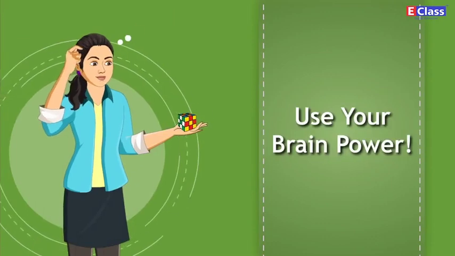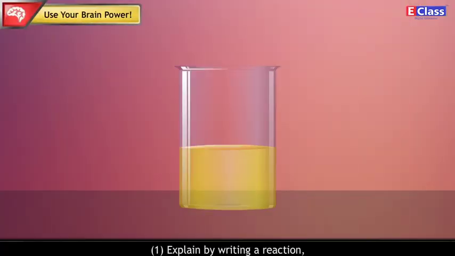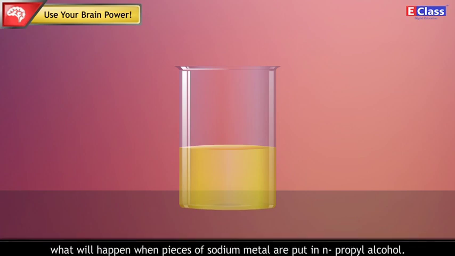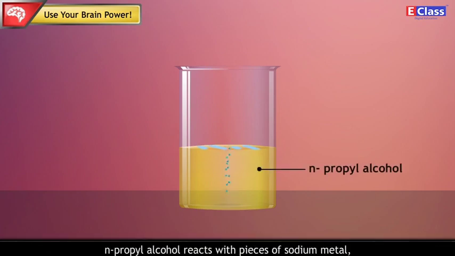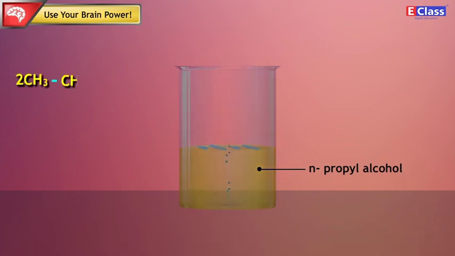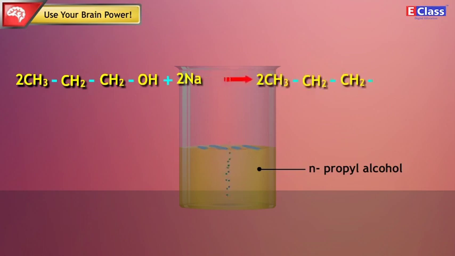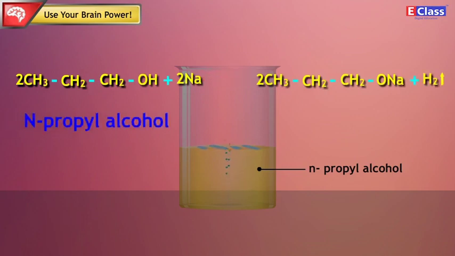Use your brain power. 1. Explain by writing a reaction what will happen when pieces of sodium metal are put in n-propyl alcohol. Answer: n-propyl alcohol reacts with pieces of sodium metal, sodium propoxide and hydrogen gas are obtained. 2CH3CH2CH2OH + 2Na gives 2CH3CH2CH2ONa + H2 gas. n-propyl alcohol gives sodium propoxide.